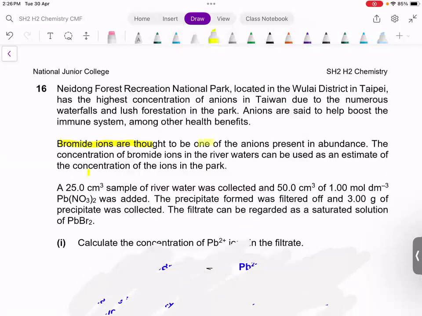Bromide ions are thought to be one of the ions present in abundance. Concentration of bromide is used as an estimate of concentration of ions. To refer to what is left in the paper. Yep. The lead bromide solid. But what is this? Lead bromide solid, no?